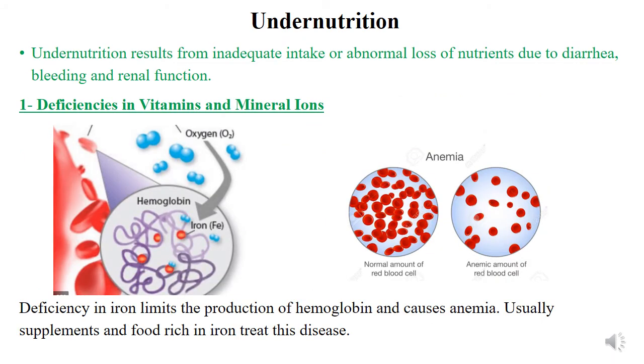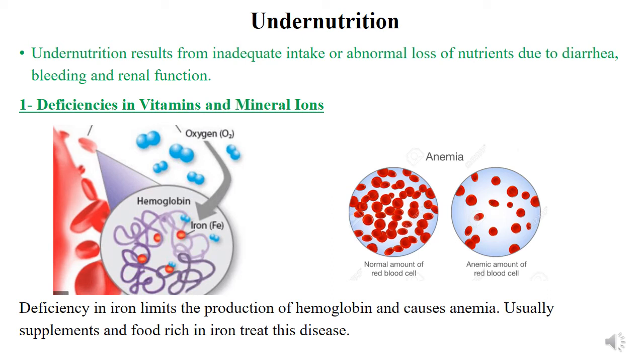Do you remember what is hemoglobin and where do we find hemoglobin? Yes, hemoglobin is found in red blood cells and it is responsible for the transport of oxygen and carbon dioxide. This is true. Hemoglobin found in the red blood cells is a red-colored protein rich in iron. Hence, iron is a constituent of hemoglobin. What happens if your diet is poor in iron? Anemia occurs. Deficiency in iron limits the production of hemoglobin and causes anemia.